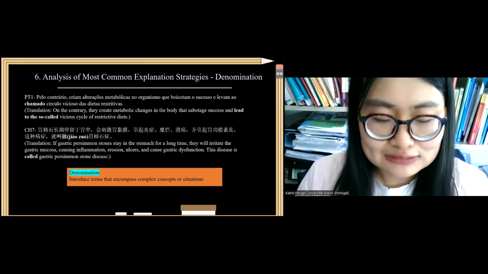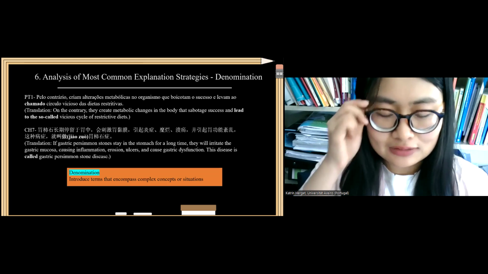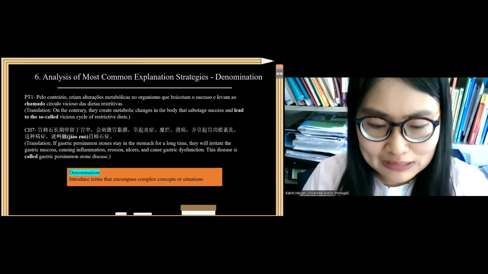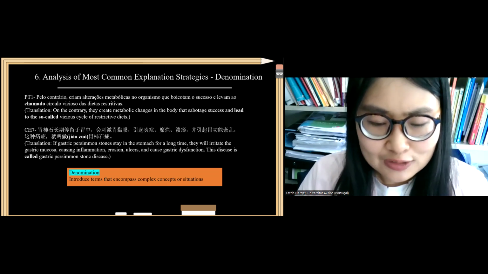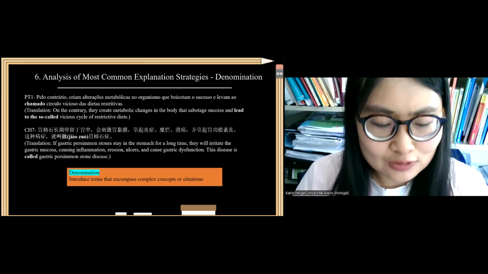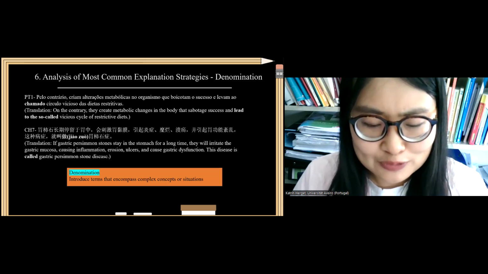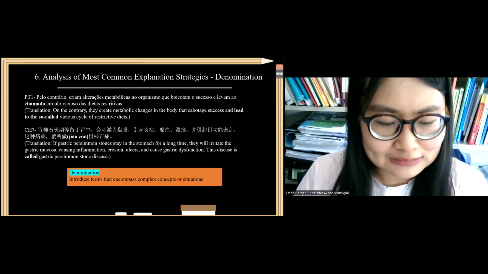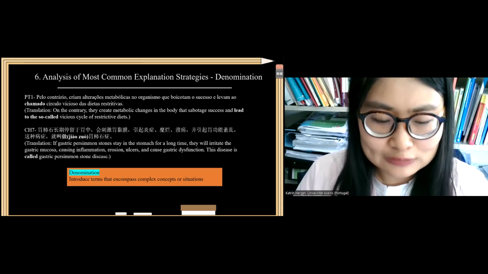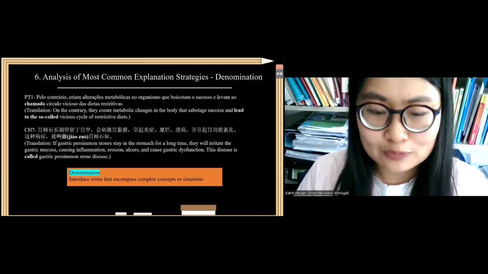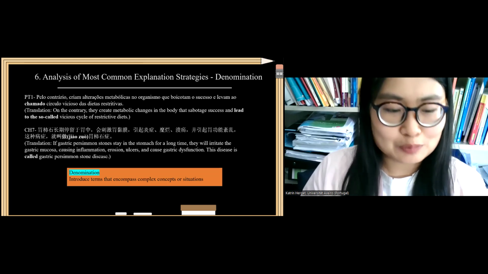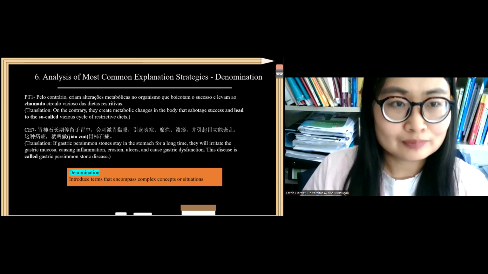Both denominations have introduced terms that encompass complex concepts or situations. In PT1, it's the vicious circle of restrictive diets, while in CH7, it's the medical condition associated with gastric complications. This avoids lengthy descriptions and ensures that the reader can quickly grasp the meaning behind the concepts.